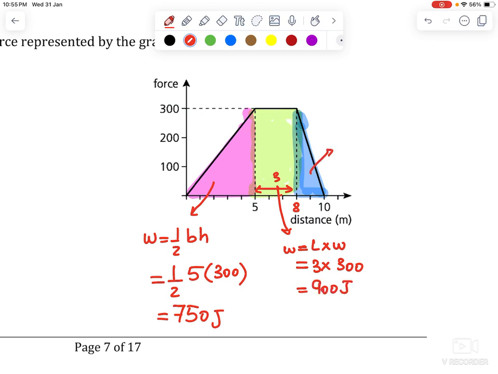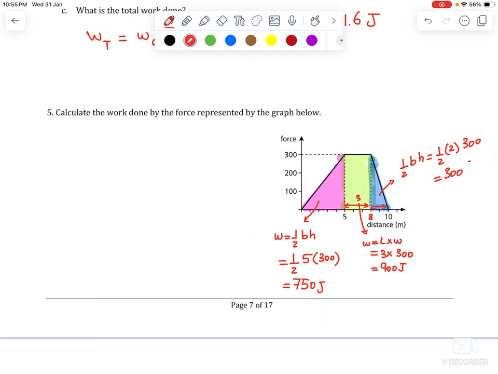Finally, this work is a triangle, half base times height. The base is 2 from 8 to 10. And it is half by 2 by 300, 300. Now the total is actually their sum, which is the 750 with the 900 and the 300.